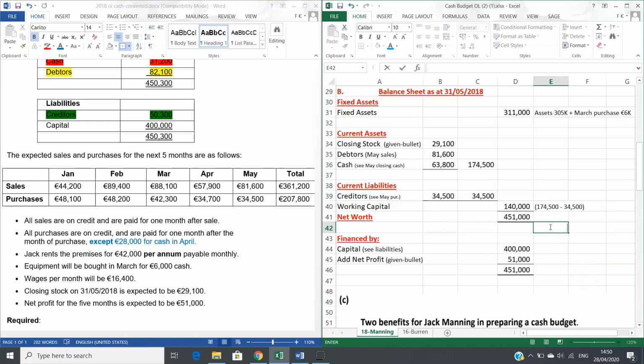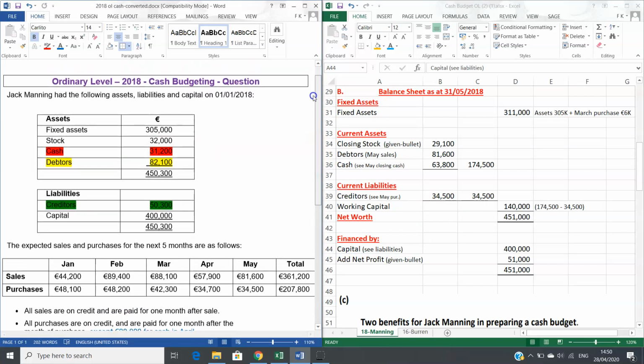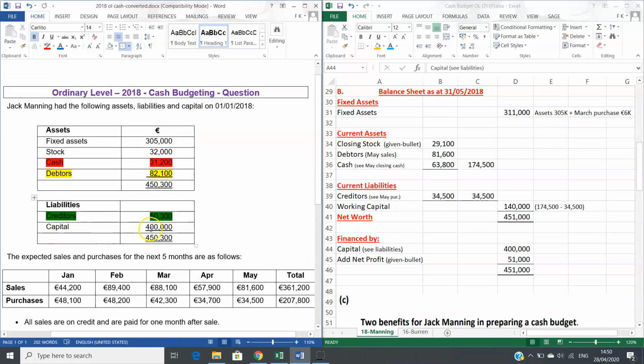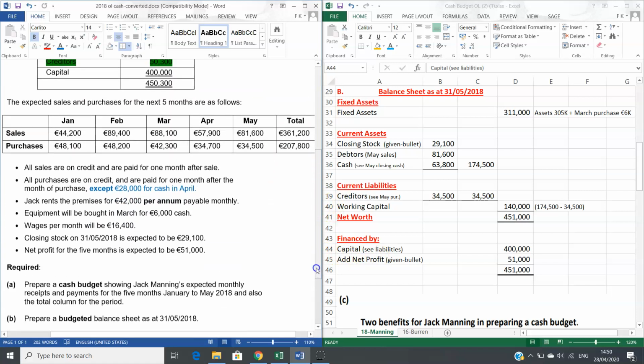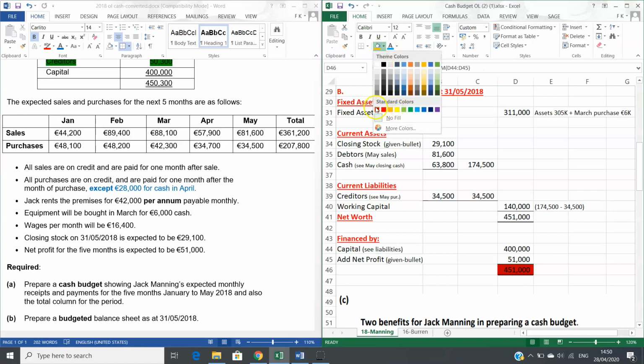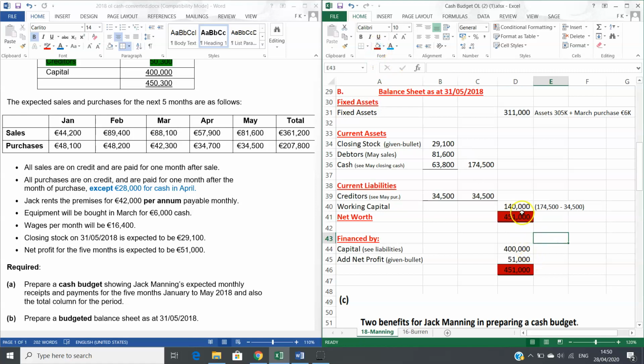451,000. And then financed by capital, told that in the question. Capital, 400,000. And then our net profit. So where do we get net profit from? Well, we're told in additional information. Our net profit, 51,000. So we add those two together, and you'll notice again that these two figures match. So that's 451, and the same with this figure here. So again, if those two figures are the same, very good indication that you've done the question correctly.